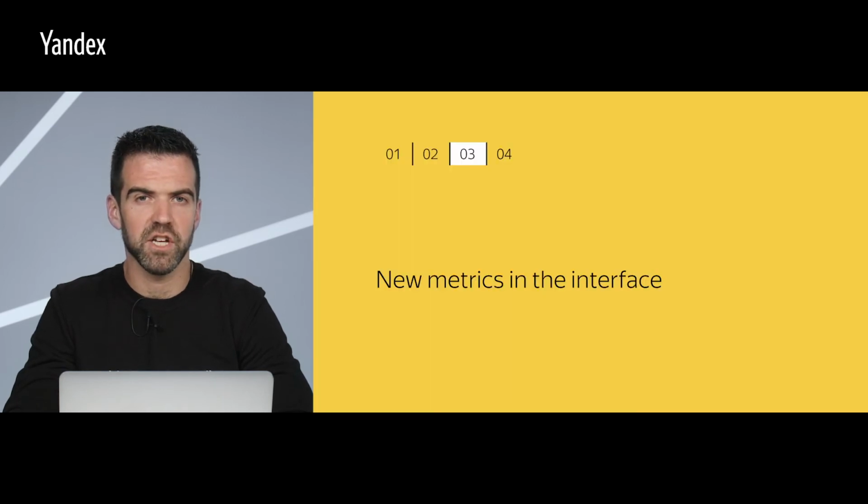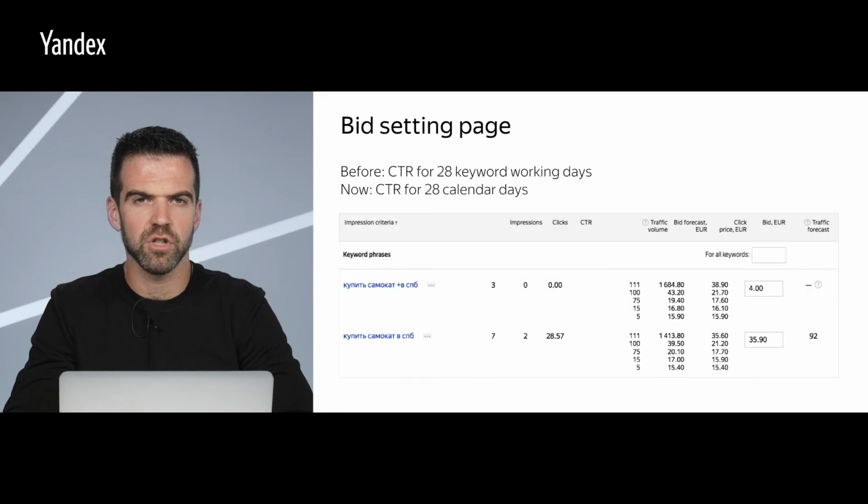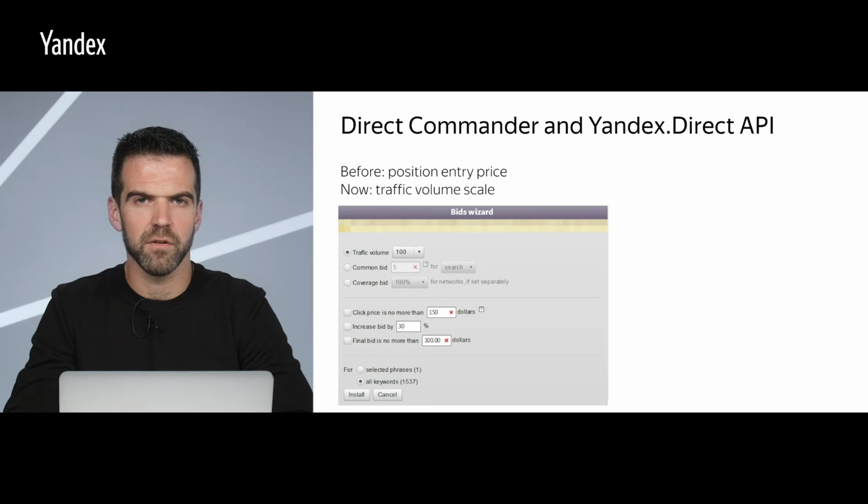Now let's look at what has changed in the interface. You have already noticed that you now see traffic volume instead of display positions. CTR is now shown for 28 calendar days. Direct Commander and the Yandex Direct API now show a traffic volume scale.